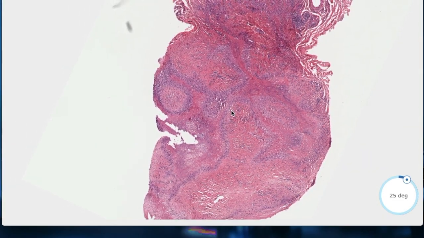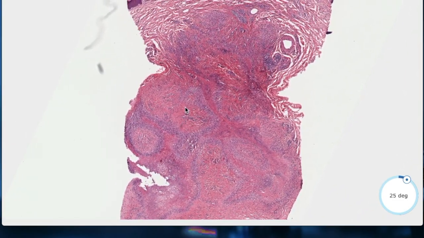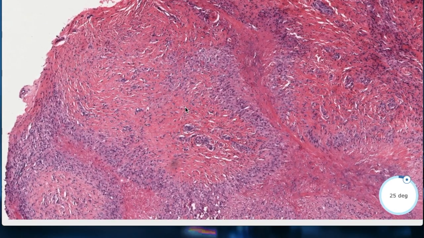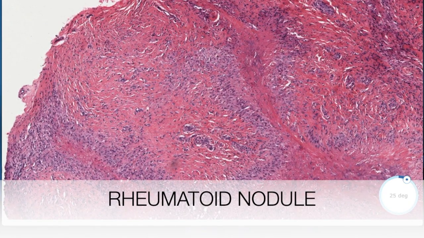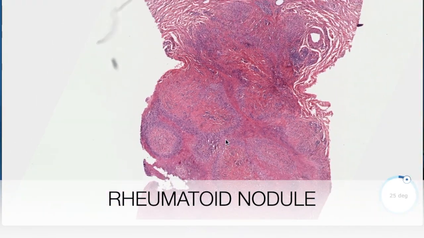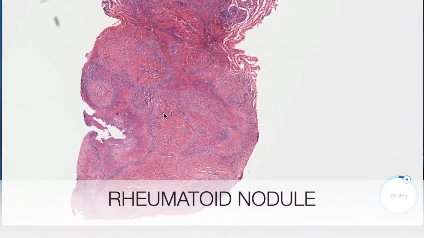So if I tell you that this patient has rheumatoid arthritis, I'm sure many of you will know the diagnosis, rheumatoid nodule. Very, very nice example.